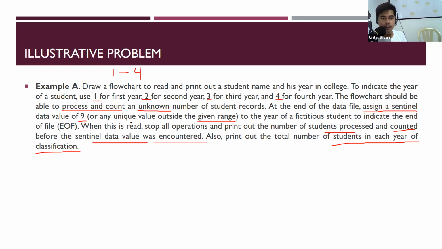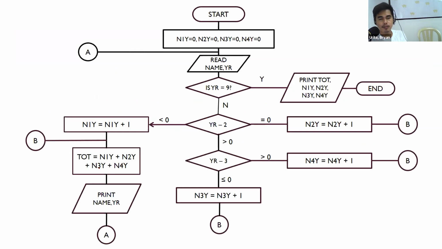The end of the data file, assign a data value, sentinel data value, to the year of a fictitious student to indicate the end of file. When this is read, stop all operations and print out. Ano yung ipiprint out natin? The number of students processed and counted before the sentinel data value was encountered. We also print the total number of students in each year, meaning ilan ang first year, ilan ang second year, third year, and fourth year. And we have here now the flowchart.